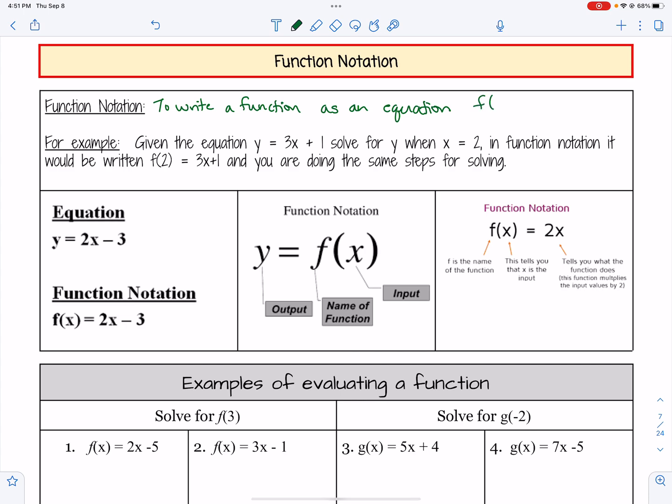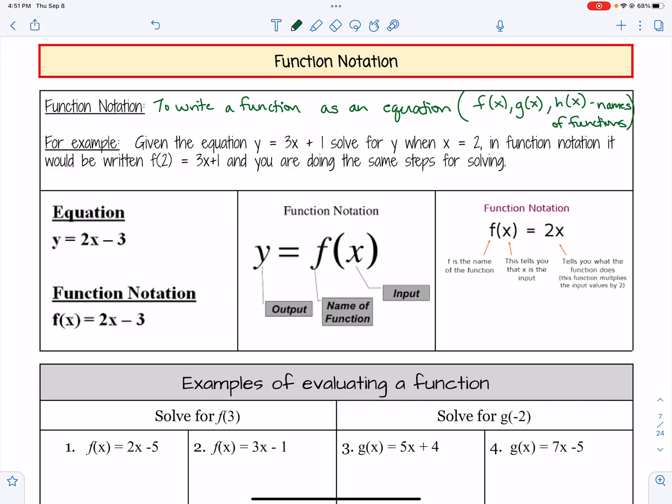So like f of x and g of x and h of x. These are all names of functions so that we can keep them separated when we're talking about more than one at a time. So we'll make a note of that.